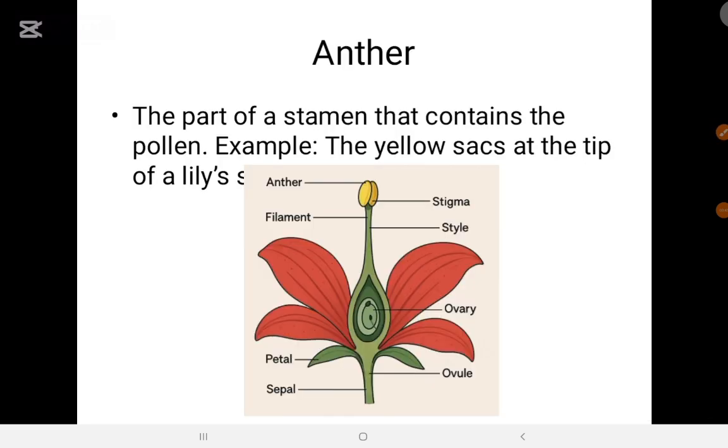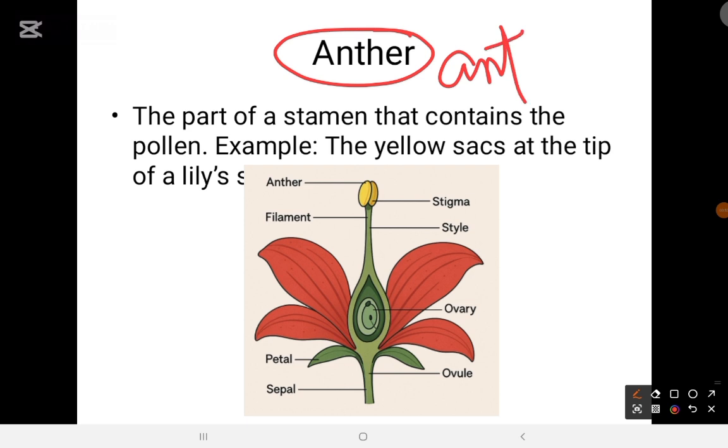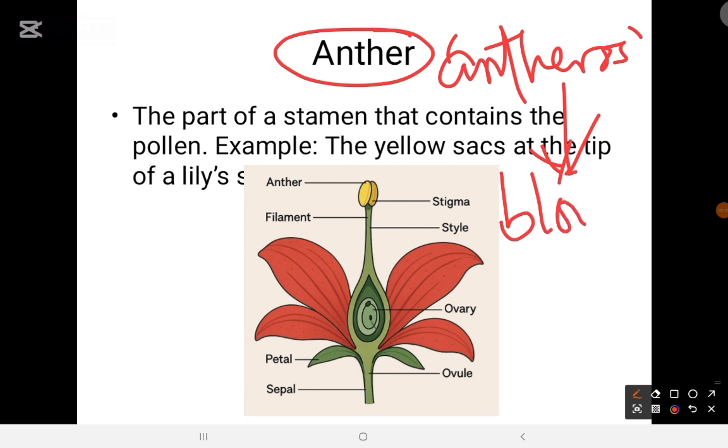Now the first one we're going to be seeing here is the anther. Anther is coined from a Greek term, antheros, and that's what I'm going to be helping us do in this video. I'm going to be covering the root words of most of these words. So, anther is from the word antheros, and it means blooming.